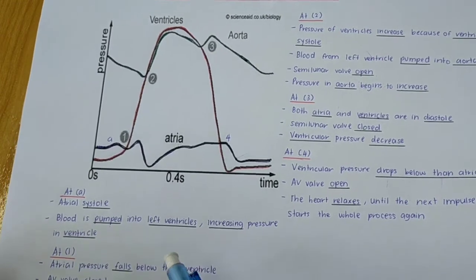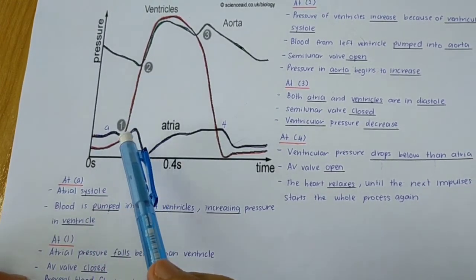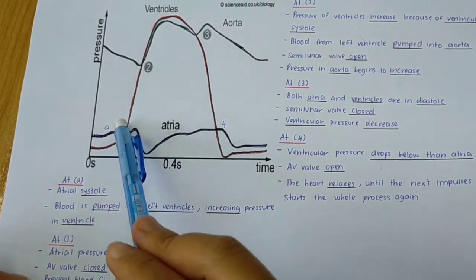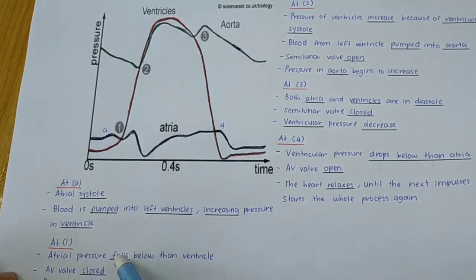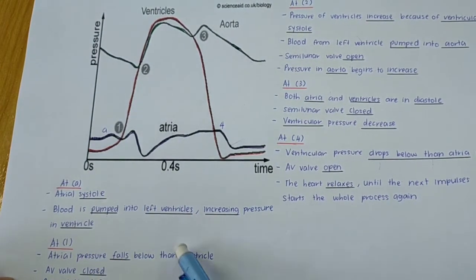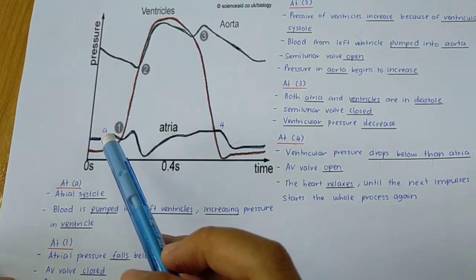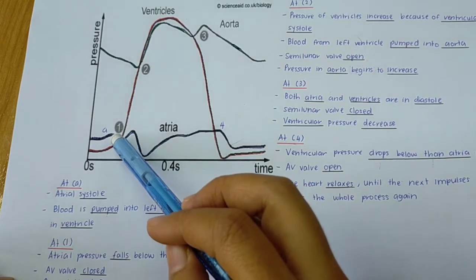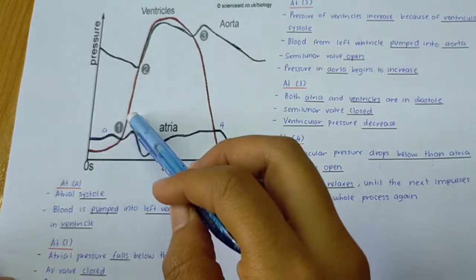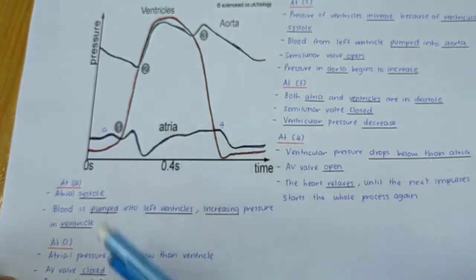Okay, and then we look at 1. What happened at 1? Atria pressure falls below that of the ventricle, because the atria have already pumped blood into the ventricle. So the pressure of atria starts to decrease, but the pressure of ventricle starts to increase.